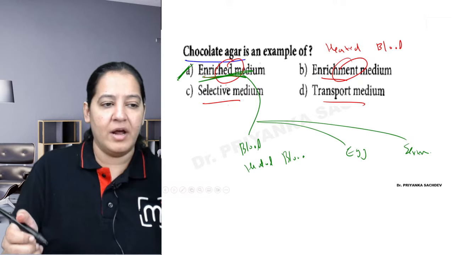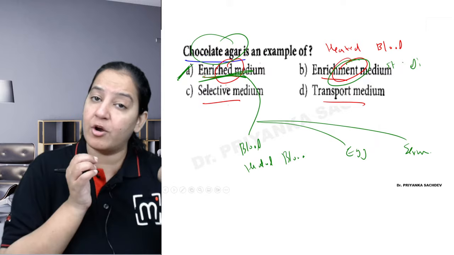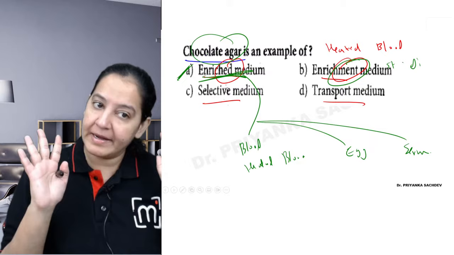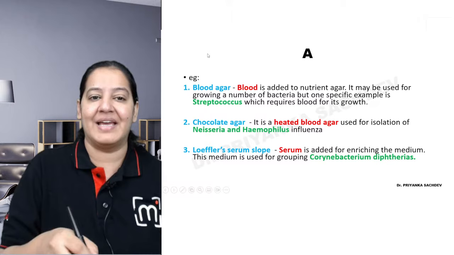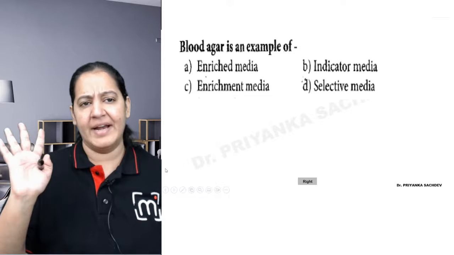Enrichment media contains stimulatory or inhibitory substances. Chocolate agar does not contain any stimulatory or inhibitory substance. Now watch the recording from the beginning. Dinesh, I guess you have missed it, but don't worry. The correct answer here is A, not B. So the three examples of enriched media are blood agar, chocolate agar and Loeffler's medium. They contain either blood, serum or egg. So the third question, again, very easy.